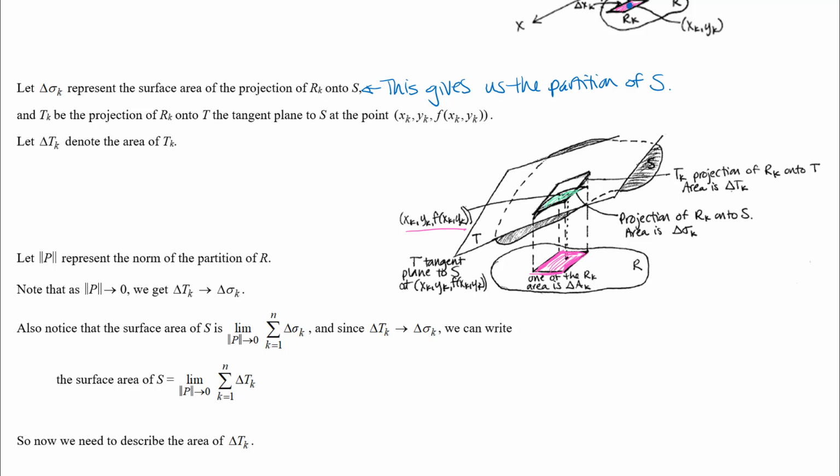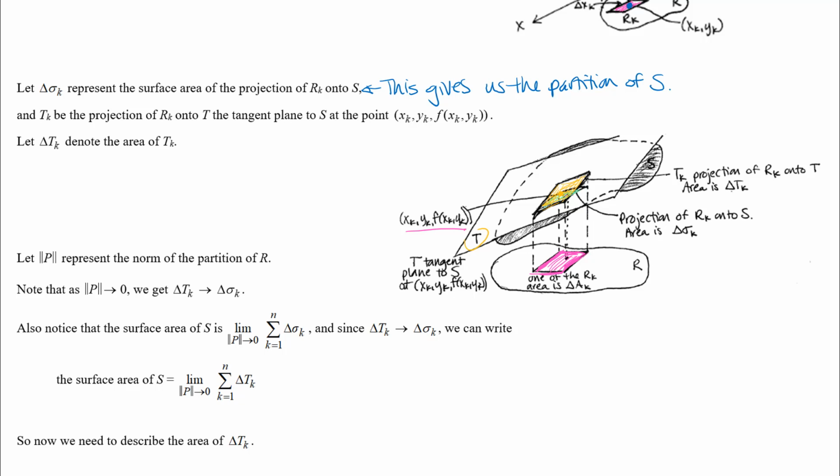So I've got this plane here labeled T, and that's supposed to represent a tangent plane to the surface at our point xk, yk, zk. And so I'm not only just projecting my rectangle up onto the surface, I'm projecting that rectangle up onto the tangent plane to the surface at that point. And the whole idea is that I can then fairly easily represent the size of those tiles, those little flat pieces on the tangent plane, and use those as approximations for the surface area.